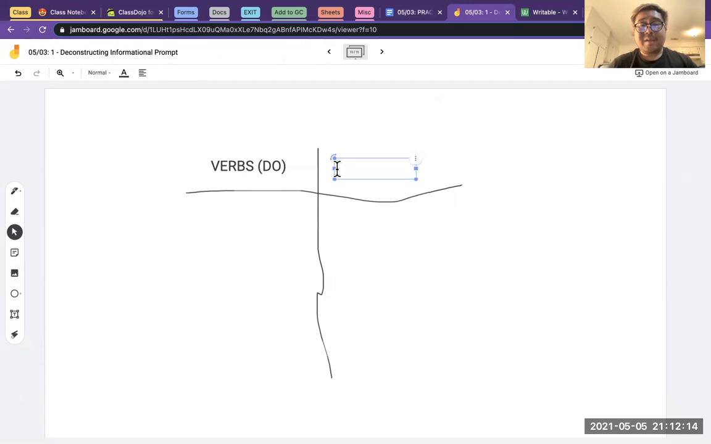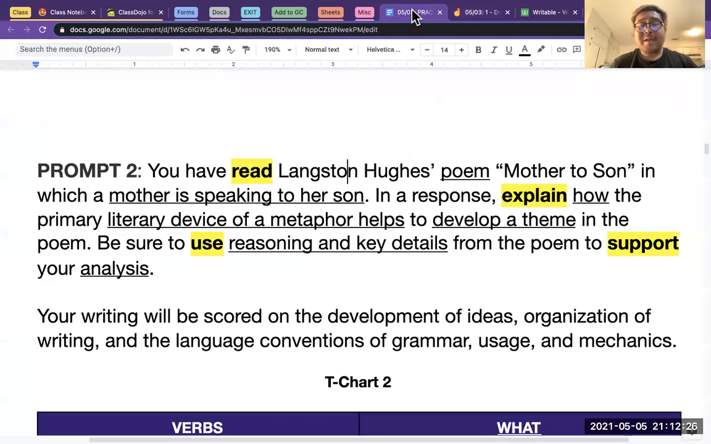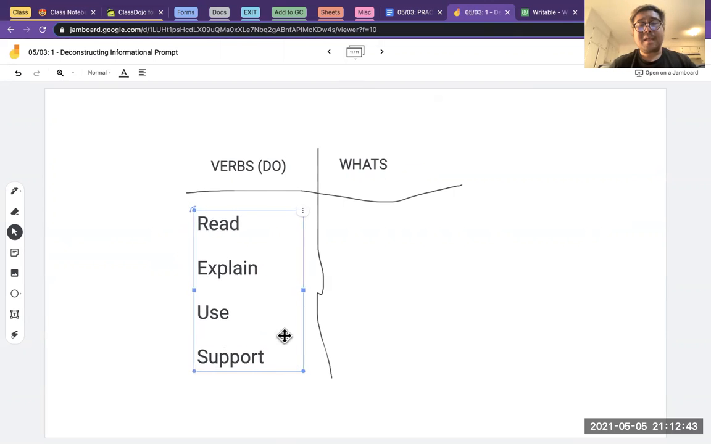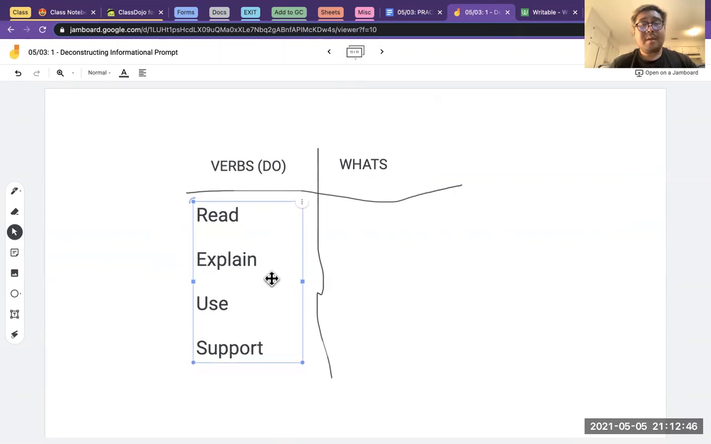And on the right, I hope you remember what we put on the right. We put the word what's, the things that we pair up with the verbs. So let's go back to our annotated prompt. We have the verbs read, explain, use, support. Verbs, the things that tell me to do something.